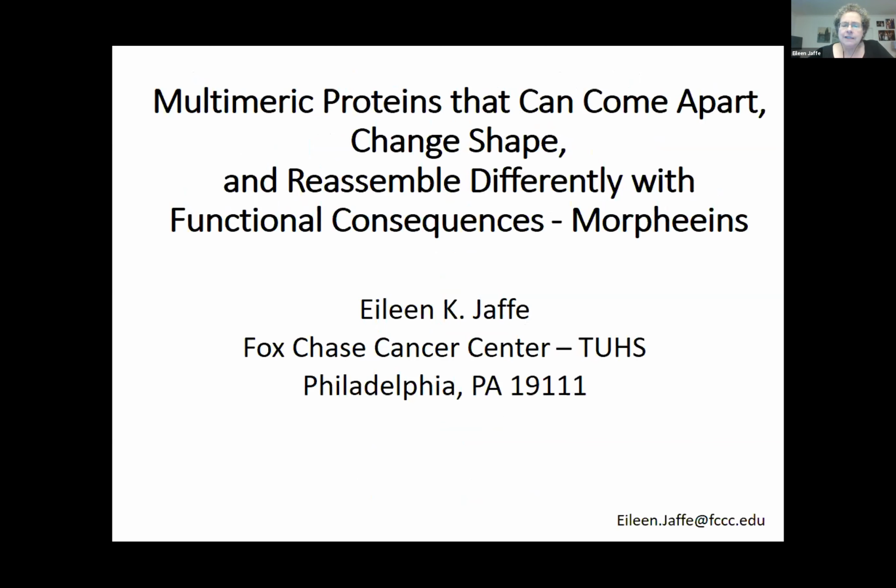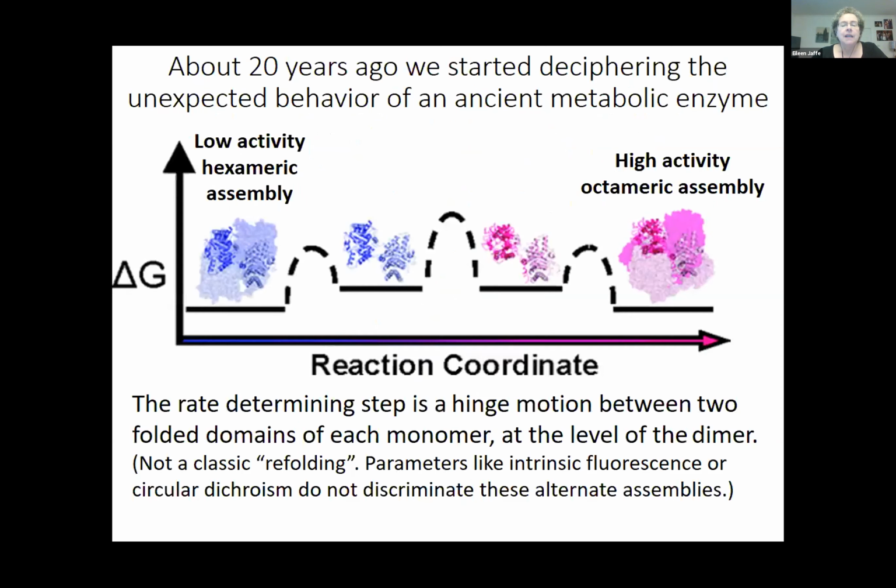Okay, I wanted to start by talking about morpheeins. These are multimeric proteins that can come apart, they can change shape, and they can reassemble differently with functional consequences. And the story starts about 20 years ago with the unexpected behavior of a metabolic enzyme that we had been studying for close to 20 years.